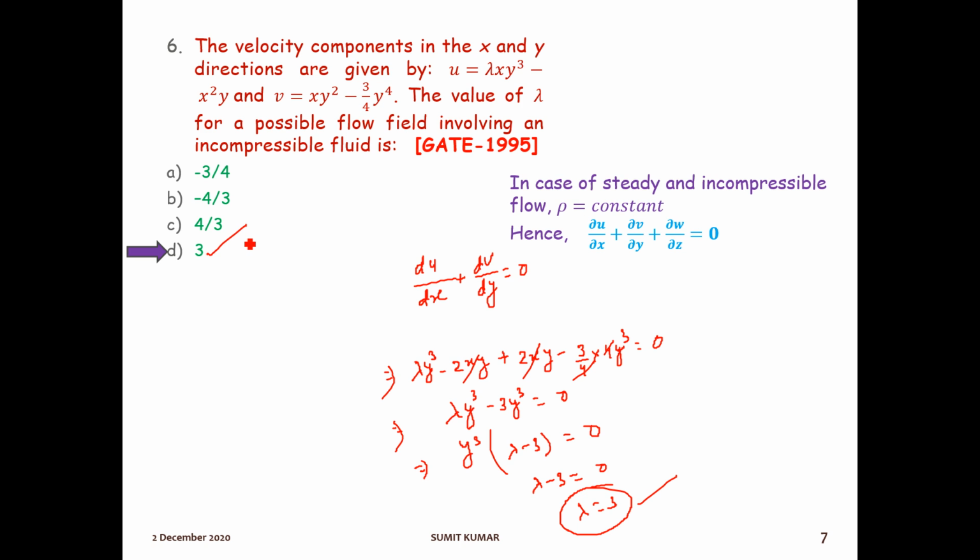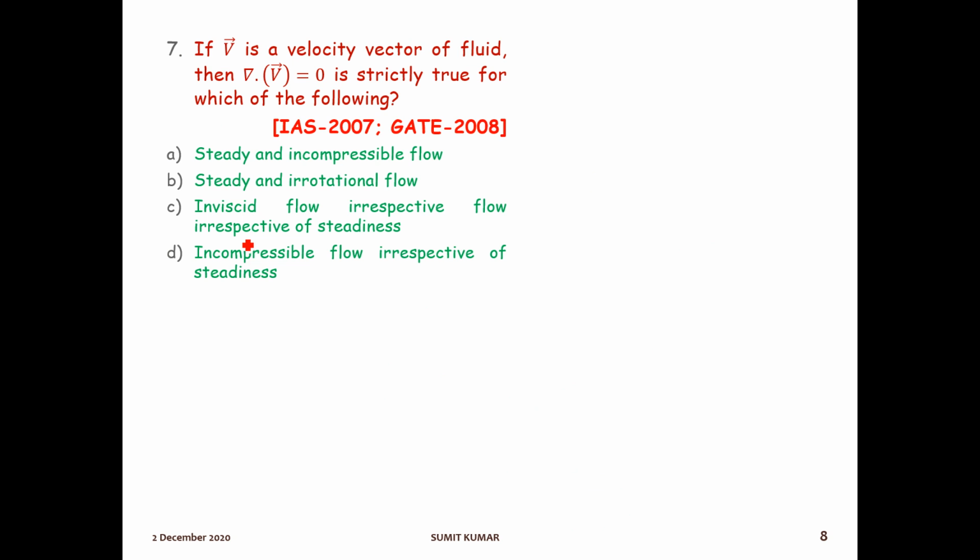You can see this equation which we use for incompressible fluid, the equation of continuity. The next question, if v is a velocity vector of fluid, then just in the previous slide we have read this one, that is for continuity equation, and this continuity equation is for which type of flow? For incompressible flow. But from this equation we cannot comment on the steadiness of the flow. It may be steady or it may be unsteady flow, but this equation will satisfy for incompressible flow.